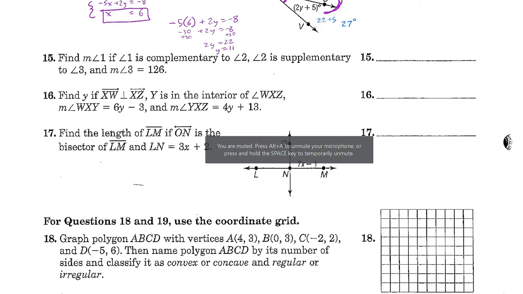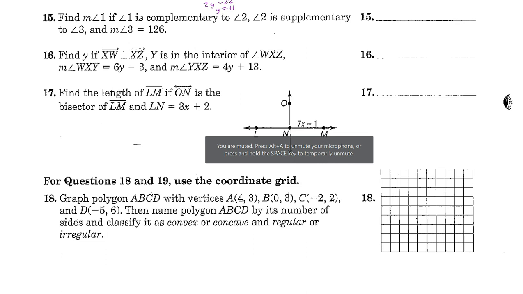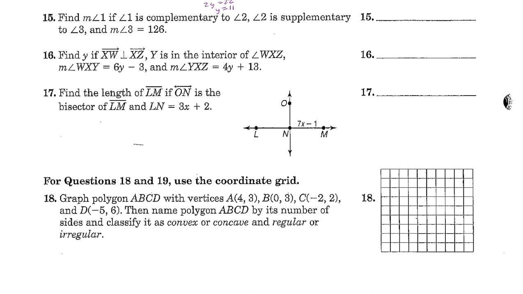Okay, I'm back. So let's find the measure of angle 1 if it's complementary to angle 2, and angle 2 is supplementary to angle 3. So if the measures of angles 2 and 3 are supplementary, they add up to 180. So you go measure of angle 2 plus the measure of angle 3 equals 180. That's the definition of supplementary. So we subtract and we get the measure of angle 2 is 54 degrees.